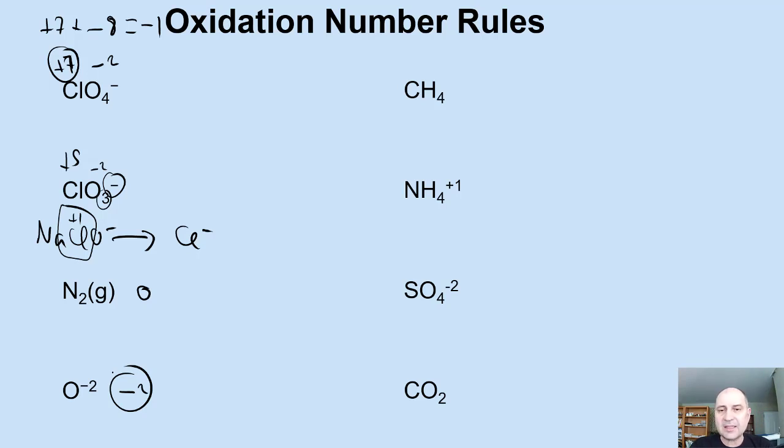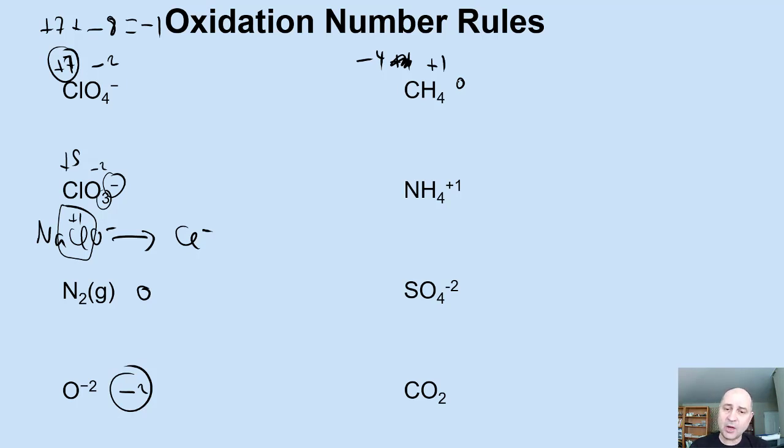Let's take a look at CH4. Carbon is not a metal, so hydrogen is going to be +1, which makes carbon -4, because 4 times +1 plus -4 equals 0. Otherwise, if carbon was +4 and hydrogen was +4, the charge of CH4 would be +8, and we know it is 0, so I made a mistake.